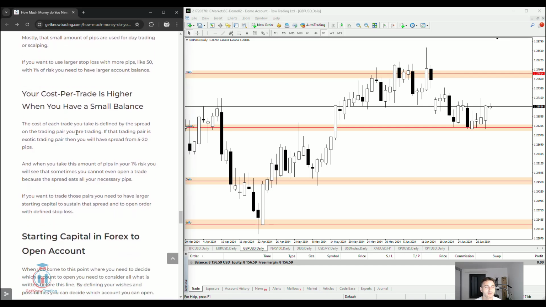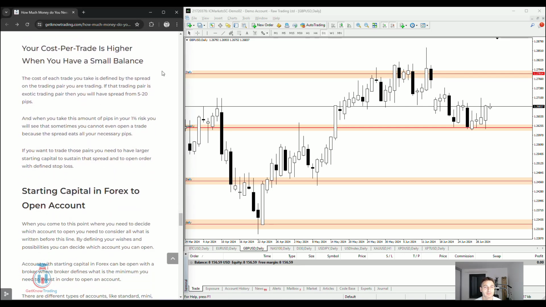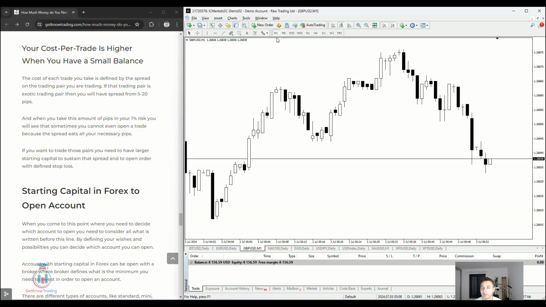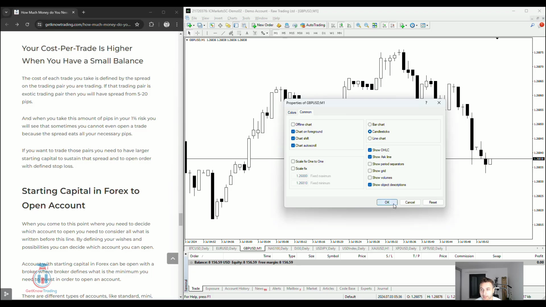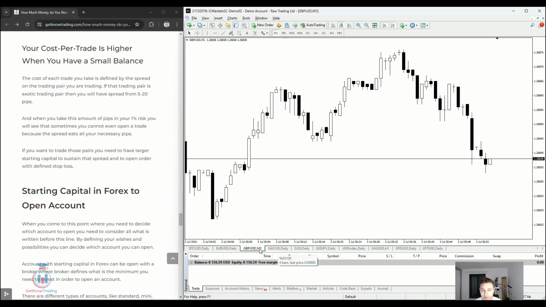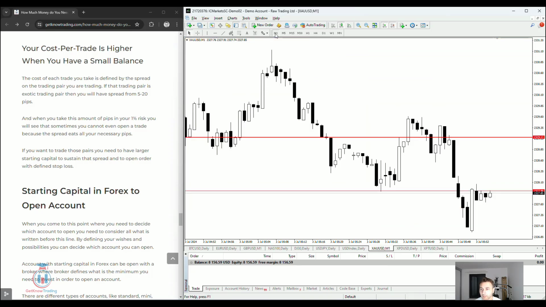Then the cost per trade is high when you have a smaller balance. The cost per trade is defined by the spread. Now if I go here to the 1 minute time frame, let me check the properties, common, show ask line. Okay, on a 1 minute time frame, now here it is. You can see these two prices. One is gray, the second one is red. The difference between these two prices is called the spread.